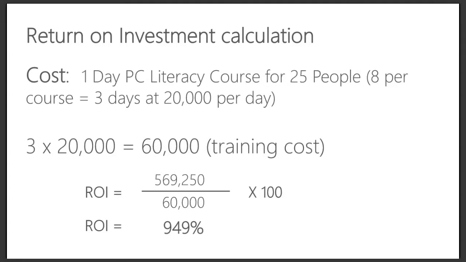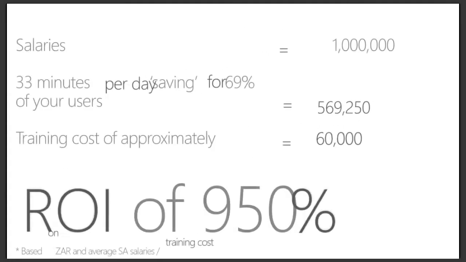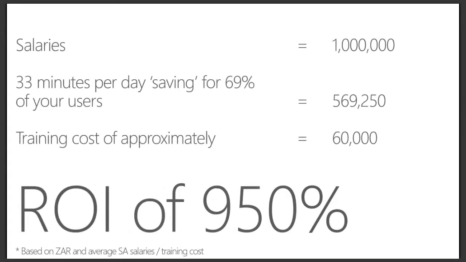So this, like I said, maybe we can set up a blog post afterwards just to recap that. So we said that was the company's salaries per month. That's 33 minutes per day saving if you take it for a year. And the training cost is approximately 60,000 ZAR. So that's an ROI of 950%, which is definitely a very big ROI.